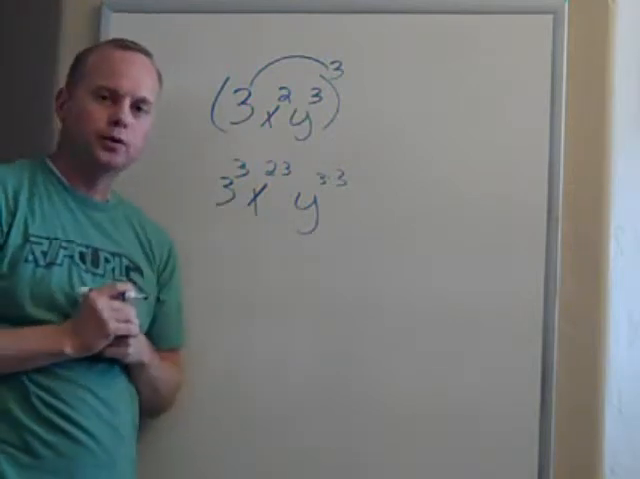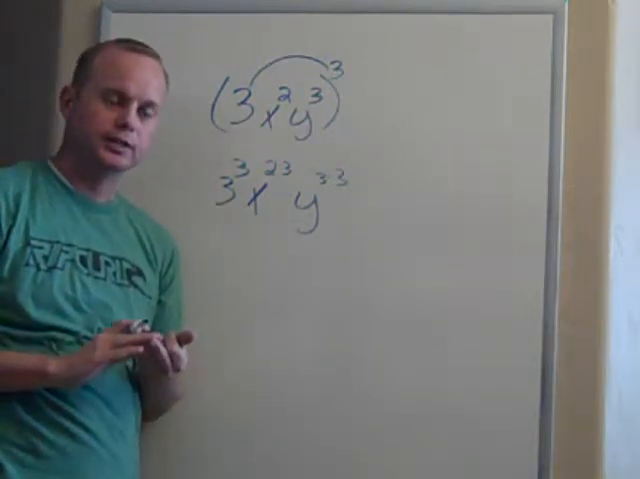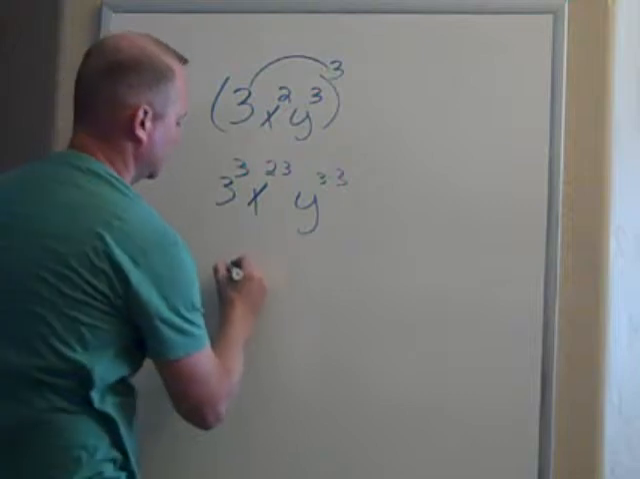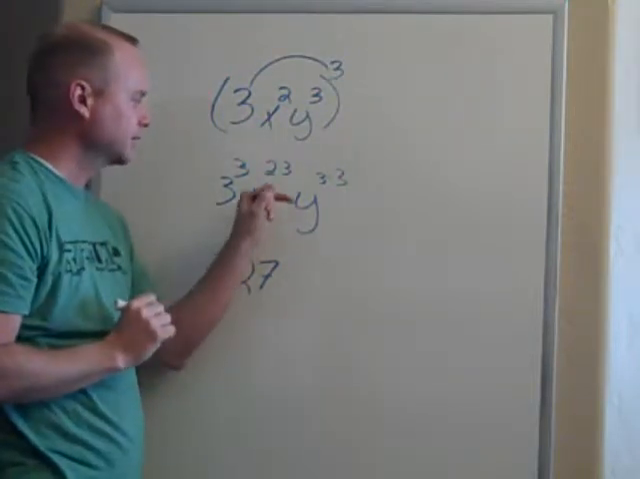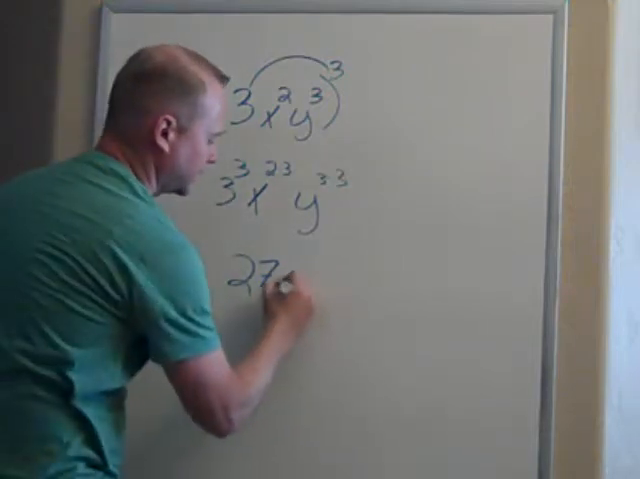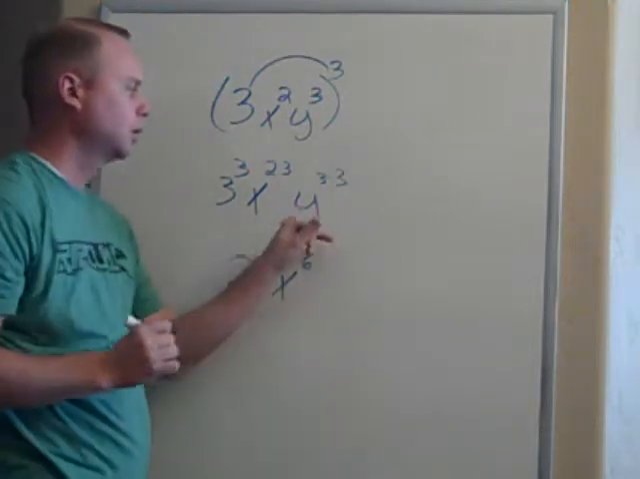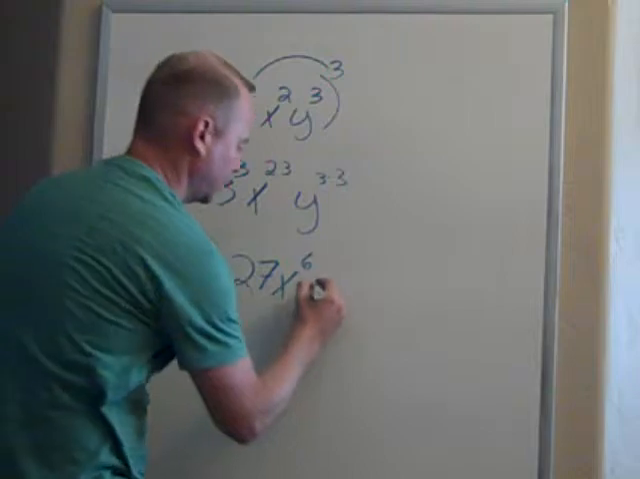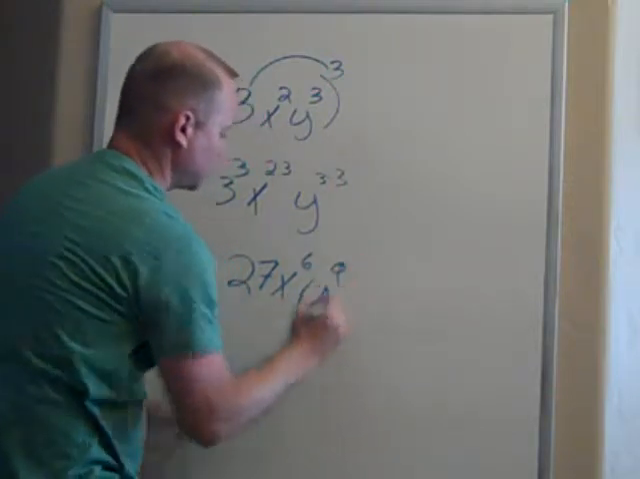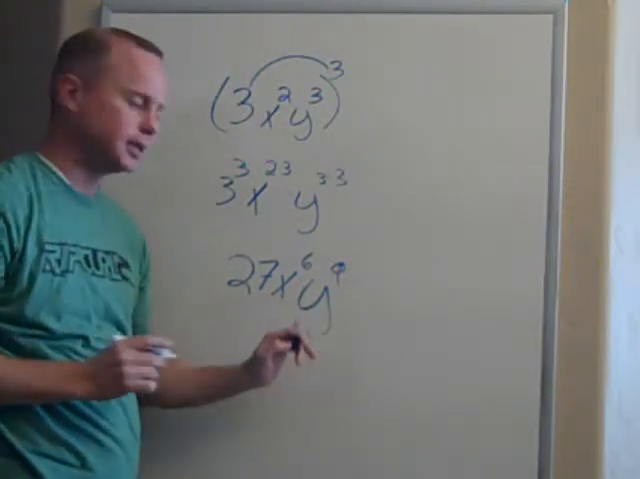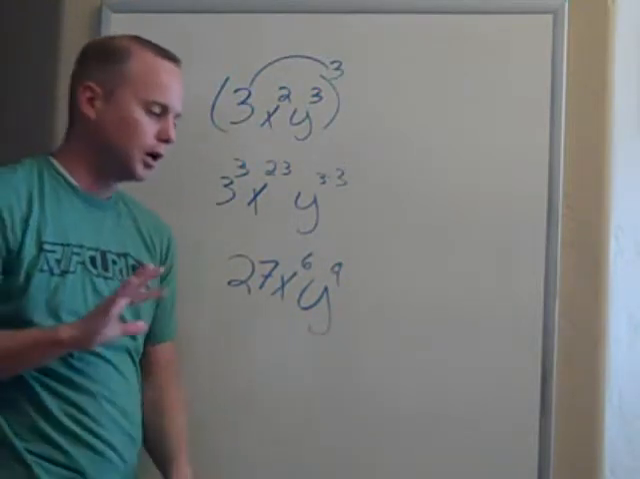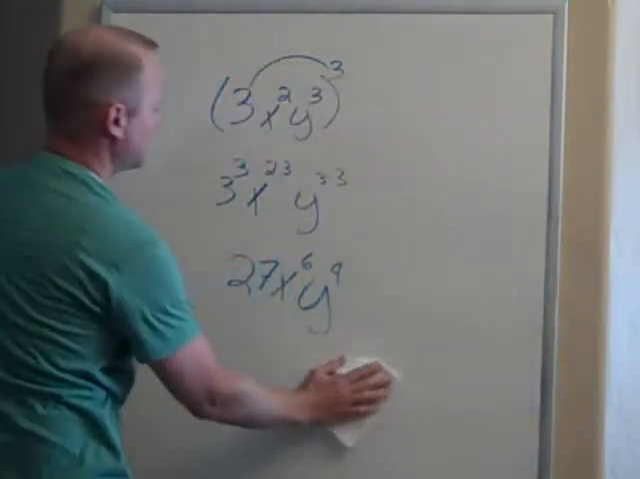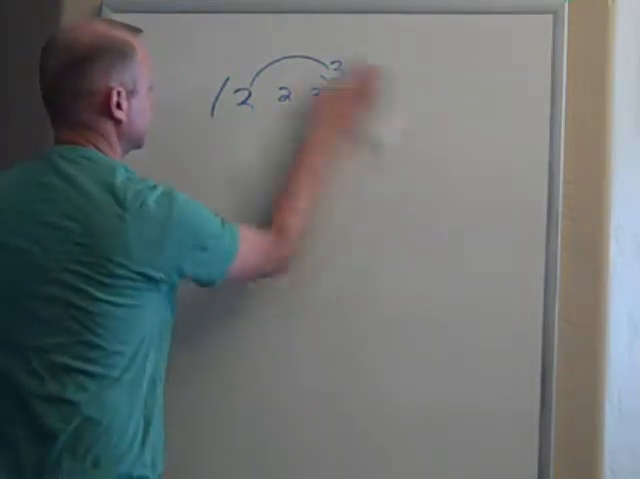3 to the 3rd power, that's 3 times 3, which is 9, times 3, 27. 27 is going to be our coefficient. x, 2 times 3 would be 6, x to the 6th power. y, 3 times 3 would be 9. So our answer on this one would be 27 x to the 6th y to the 9th power. Alright, now let's do one more that's even more complicated than this.